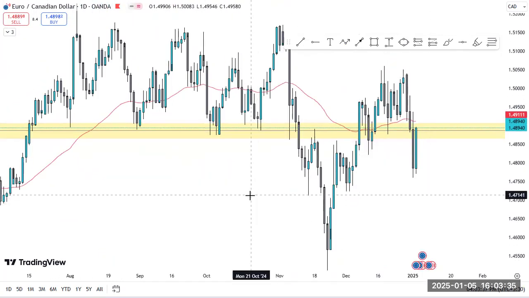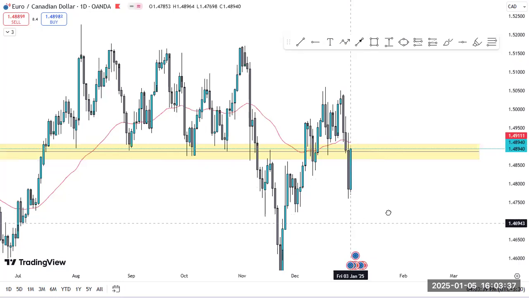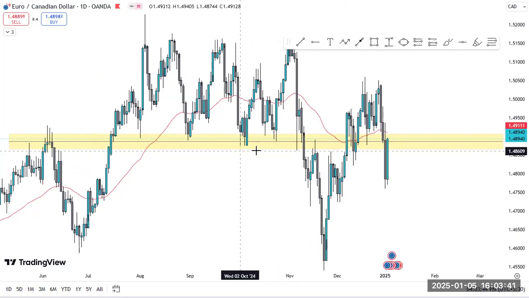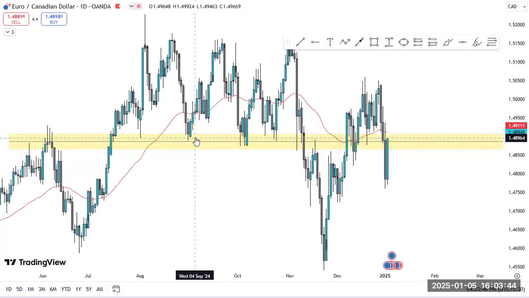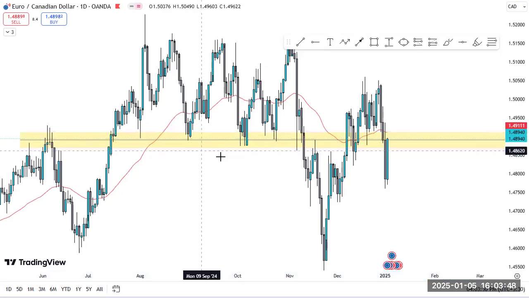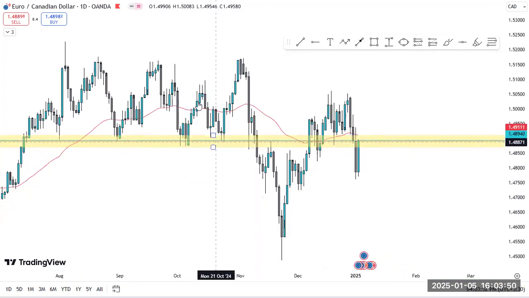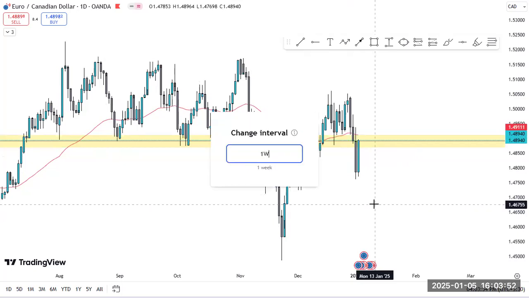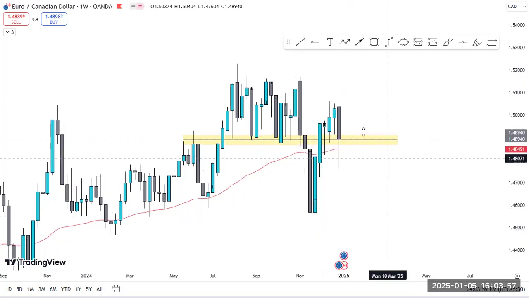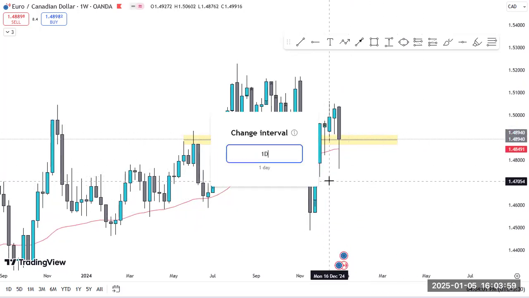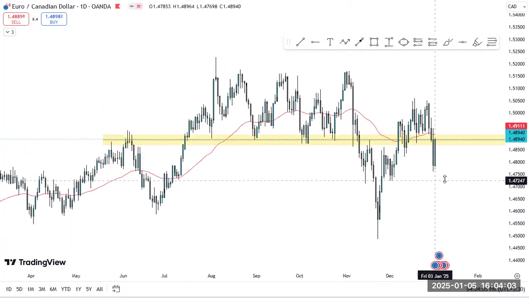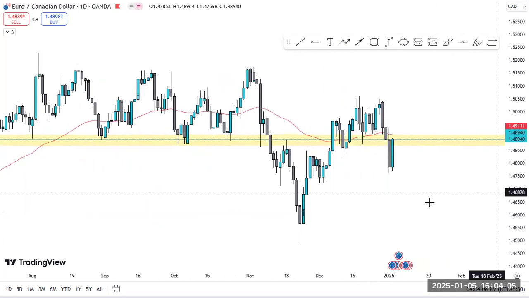Now I will check this zone that we have drawn on weekly, whether it is okay or we need to make some changes. It's fine. We can see we have got our EMA as well. Let me check on weekly as well. We have got a big rejection candle. The EMA is above, and we are in a downtrend on daily.